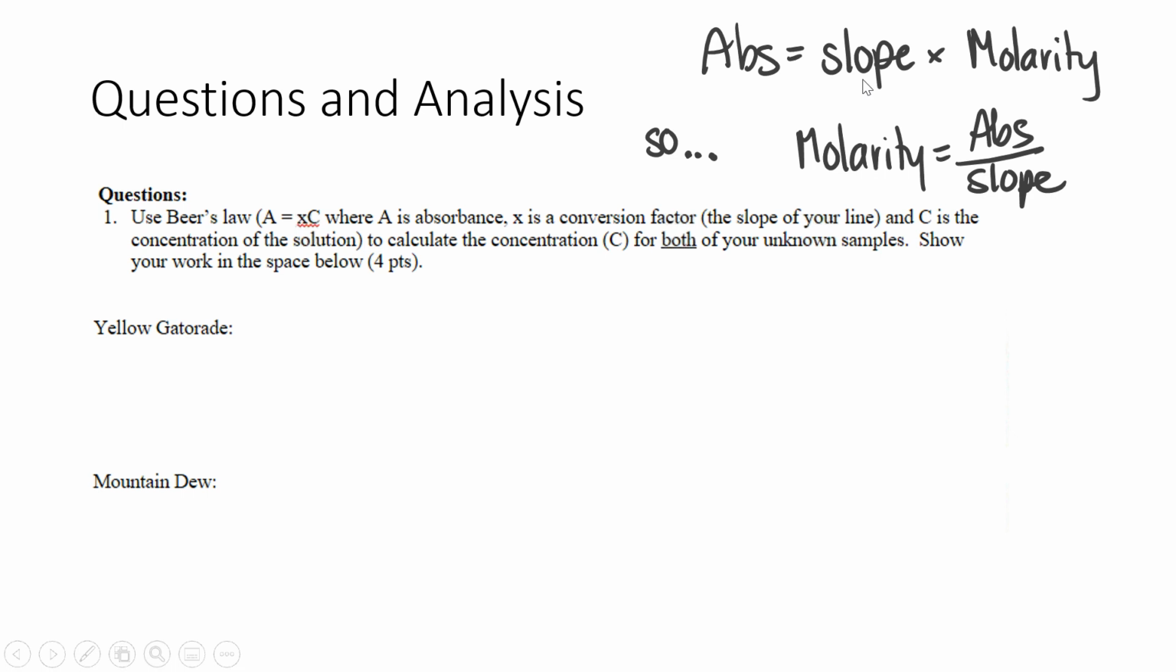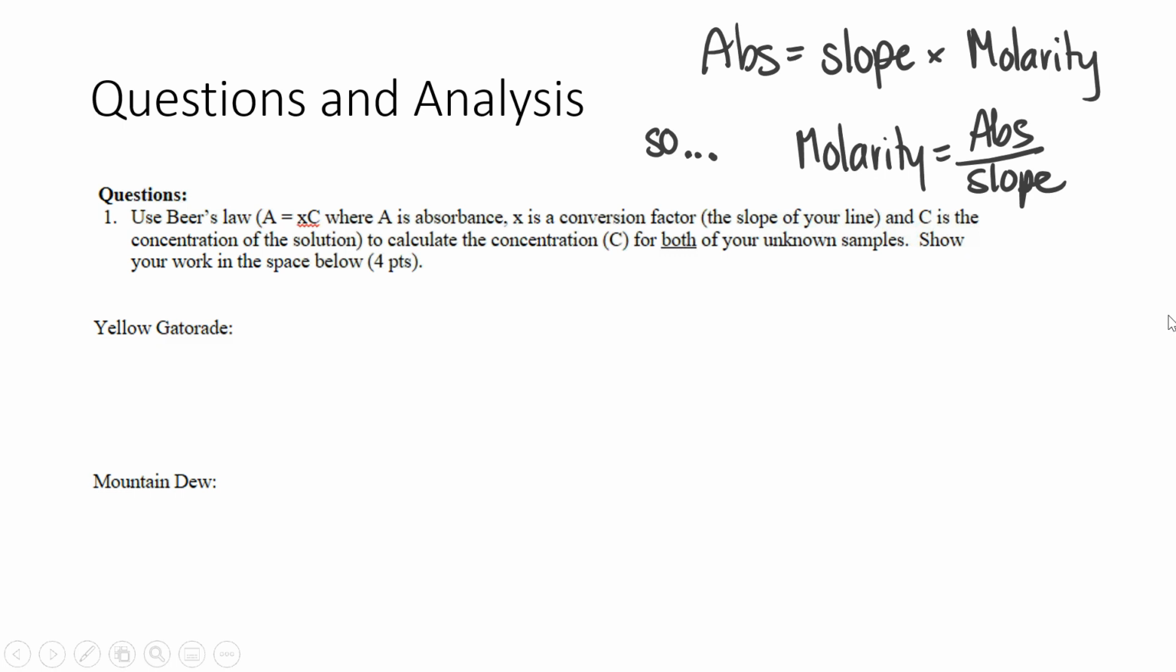And then once we know the slope of the line and we know the absorbance, then we can do a calculation. So remember, the slope tells us the relationship between the absorbance and the molarity. So absorbance equals slope times molarity. You can rearrange this as molarity equals the absorbance over the slope.